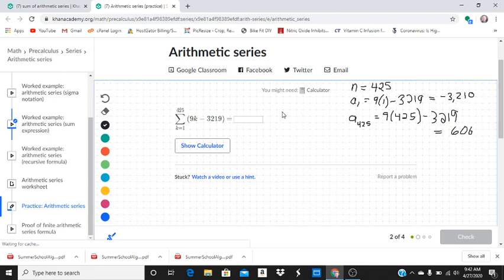So we're going to add those two terms, multiply by 425, and divide by 2. We're really taking the average of the two terms. So 425 times negative 3,210 plus 606, divided by 2. That's the sum of 425 terms.